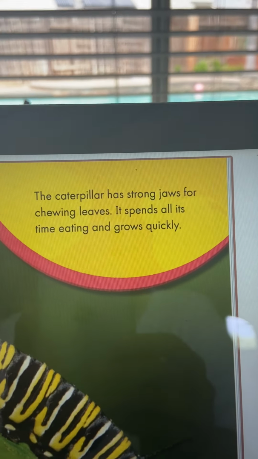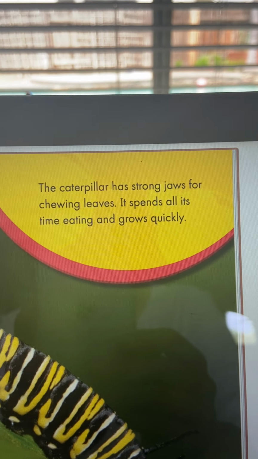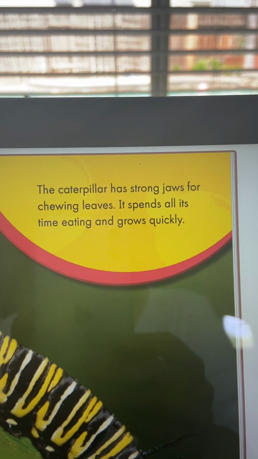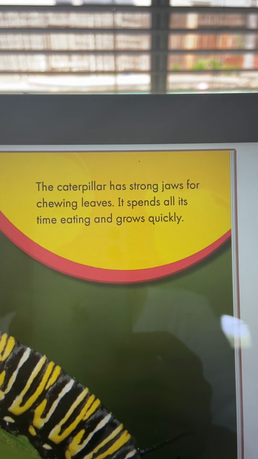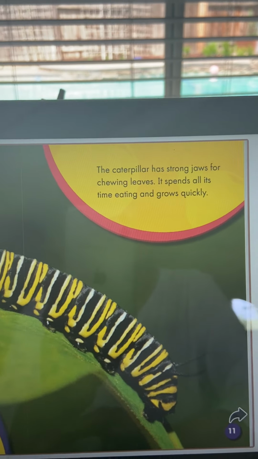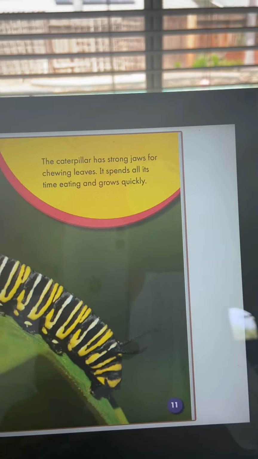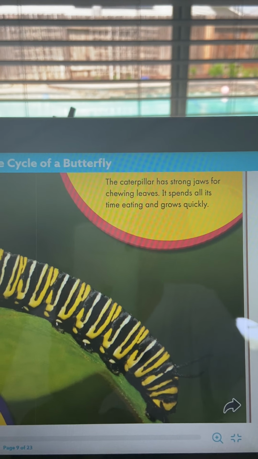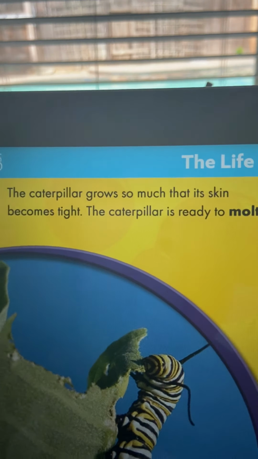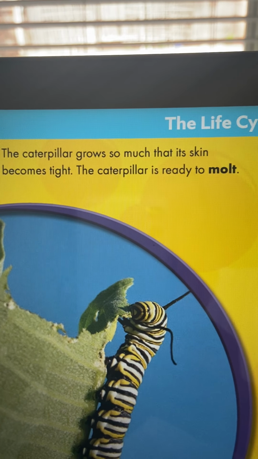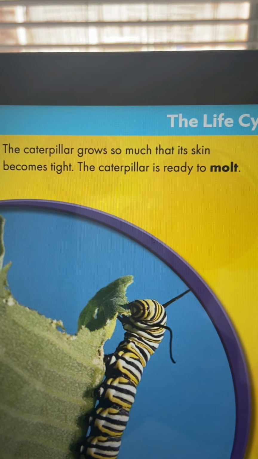The caterpillar has strong jaws for chewing leaves. It spends all its time eating and grows quickly. These caterpillars eat all day long. The caterpillar grows so much that its skin becomes tight. The caterpillar is ready to molt.